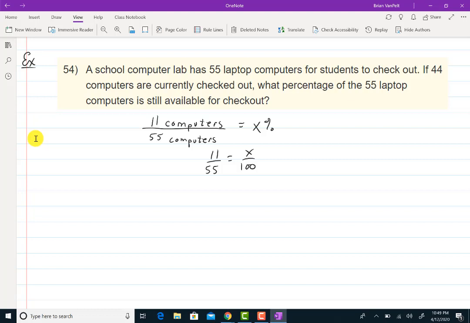Now at this stage, I think I'm going to do it because it's so simple. The 11 over 55 is 1 over 5. This will make life a little bit easier. I didn't have to, but I'm going to do it anyways. And cross multiply here. I get 100 equals 5x, divided by 5. So remember, because we did it using a proportion, our answer is 20%. It does not have to be adjusted for decimals or anything like that.